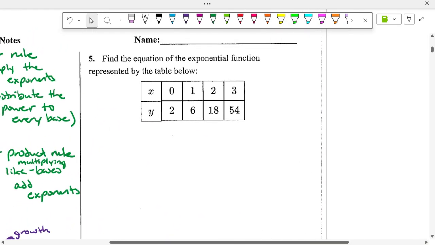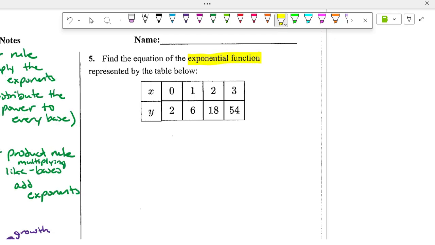Now, let's look at how you can find the exponential equation from a table. And I'm not even going to bother trying to teach it to you by hand. This is a Desmos problem. Okay? So, you know that it has to be an exponential function. So what we're going to do is we're going to put this table in Desmos. And then we're going to do an exponential regression.